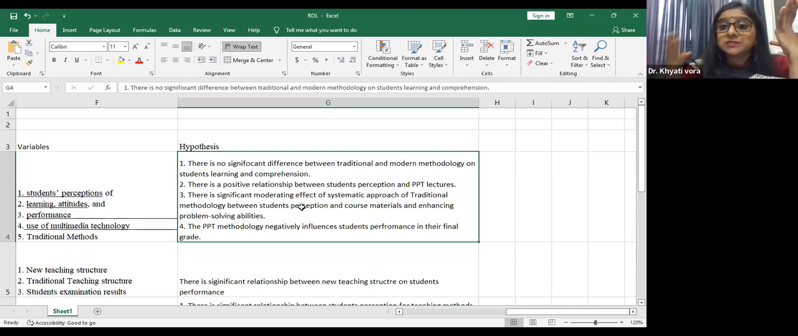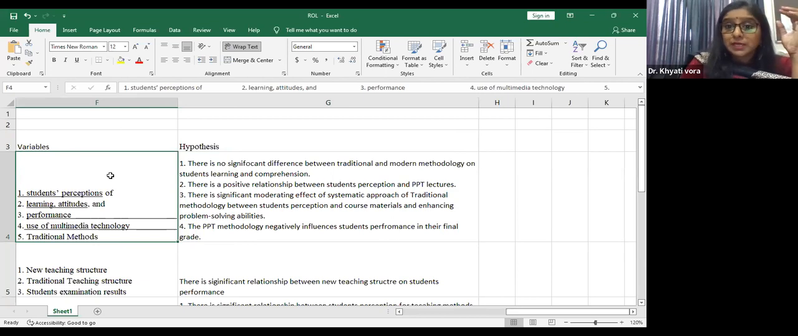So traditional methods are not out, they are in. So that is what the researcher has tried to understand. So there is a significant moderating effect of systematic approach. So my question will be, is the traditional approach giving more conceptual clarity, enhancing problem solving abilities? If I draw this chart, yes, it can have an influence, but if it has a systematic approach of traditional methodology, then the systematic approach becomes a moderating variable. The PPT methodology negatively influences students' performance in their final grade.